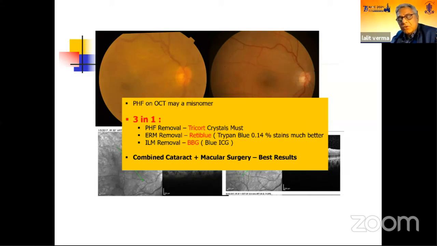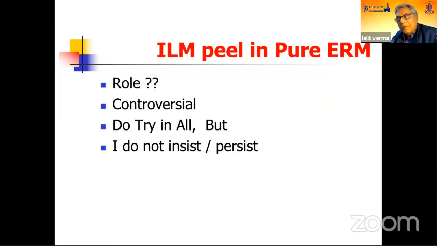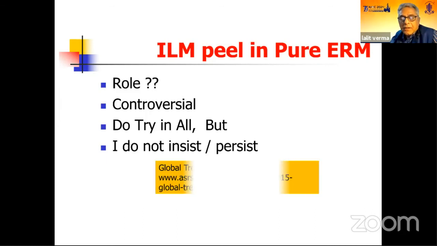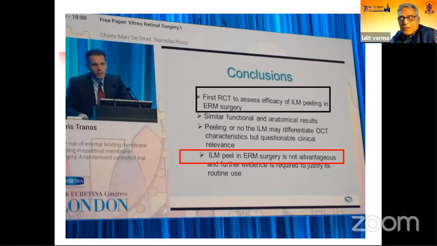So remember, we can't do without tricot, Reti-Blue, and BBG dye. ILM peel, sometimes I will not insist also in pure ERMs. If the surface of retina is pretty smooth, I will try to remove ILM, but I will not persist at the cost of damage to the underlying retina. And even global trends say that peeling in ERM surgery is not advantageous.